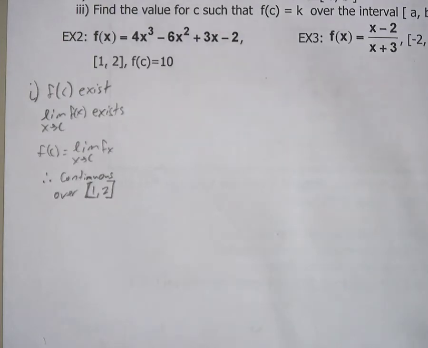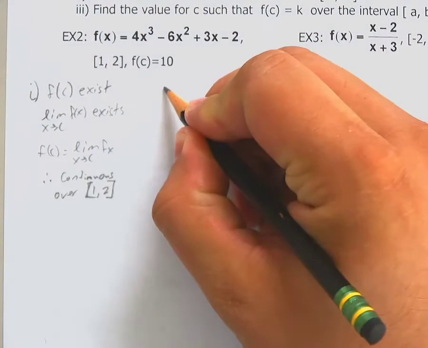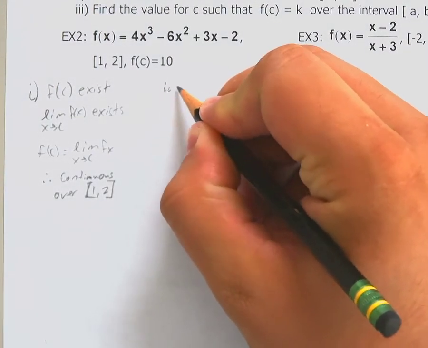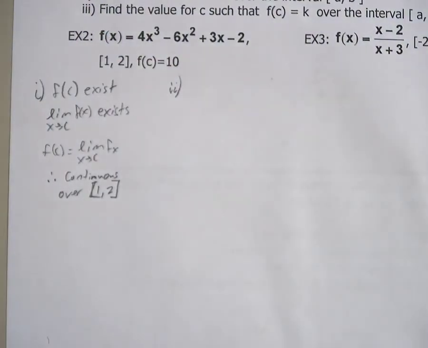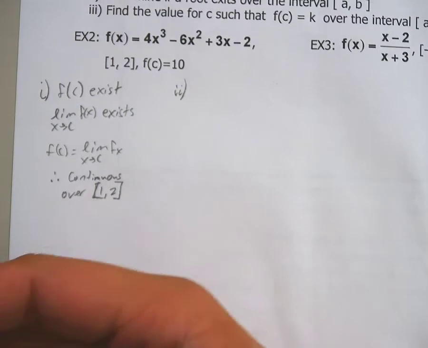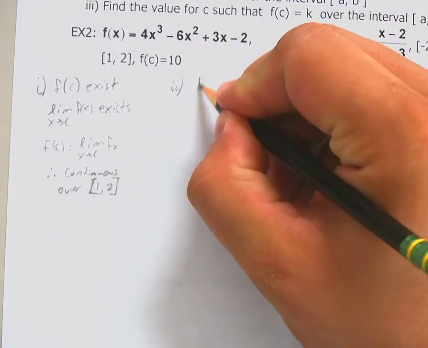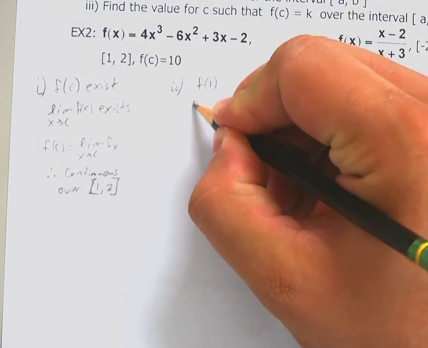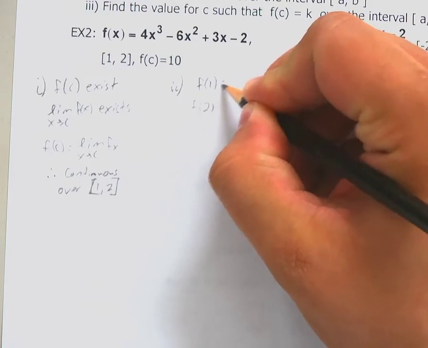Alright guys, so continuing on here, the second part of this says to determine if a root exists over the interval a to b. Let's go ahead and label this part I, just like they have up here. To determine if a root exists, you pick your two numbers in your interval. So first you need to figure out what f of 1 is, and what f of 2 is.